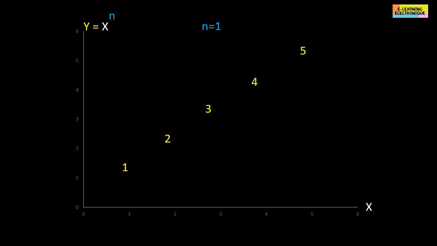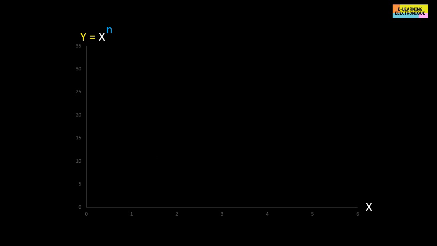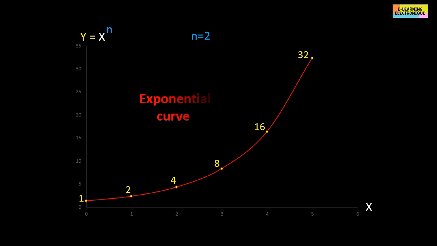If we draw a line connecting all the points, we observe that it is a straight line. In other words, it is a representative curve of a linear function. Now, if we change the value of the exponent n to 2, we get the following results. If we draw a new curve connecting all the results, we see that this curve is no longer linear. This type of curve is called exponential.